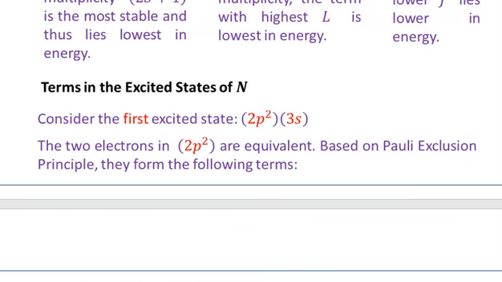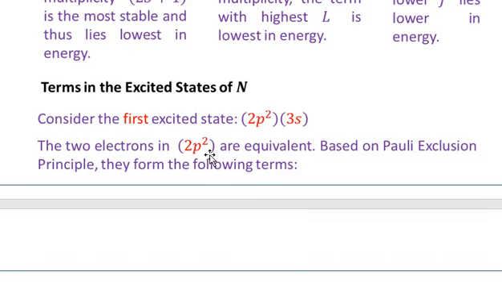Now, in today's lecture, I shall be starting from the terms in the excited states of nitrogen. You see that the ground state of nitrogen was 2p3. So when one of the electrons is moved to the 3s state, the first excited state becomes 2p2 3s. This is the first excited state of atomic nitrogen.